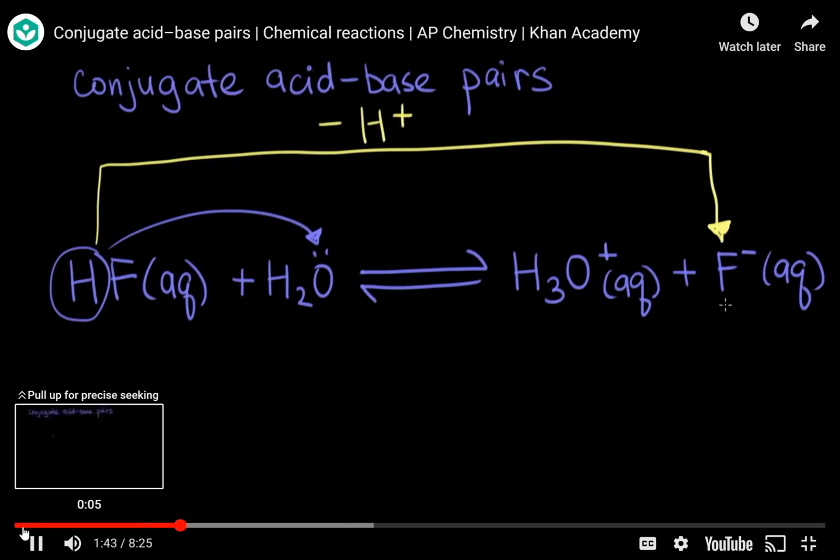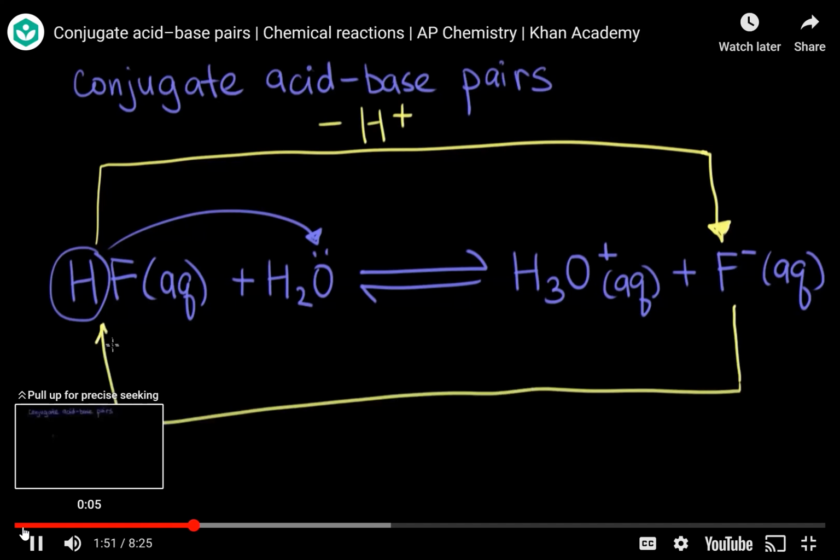So if we look at the backwards reaction, which is also happening, the fluoride ion can pick up or accept a proton from somewhere. So it can pick up an H plus. So I'll have a plus, H plus here. And so when fluoride accepts a proton, we reform our HF. So we can see that HF and F minus have this special relationship where you can form one or the other by losing or gaining a proton.